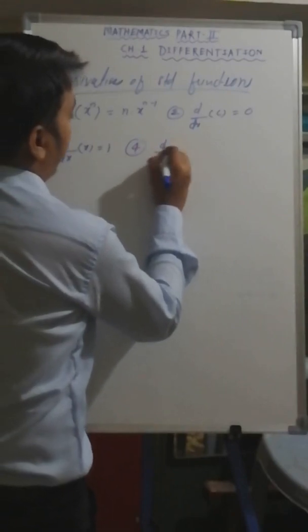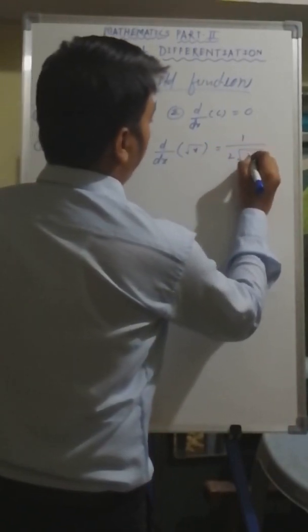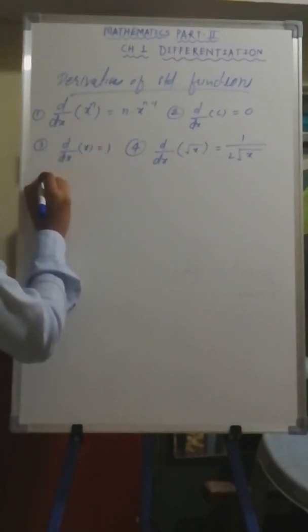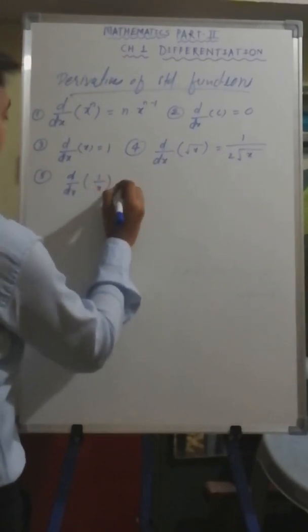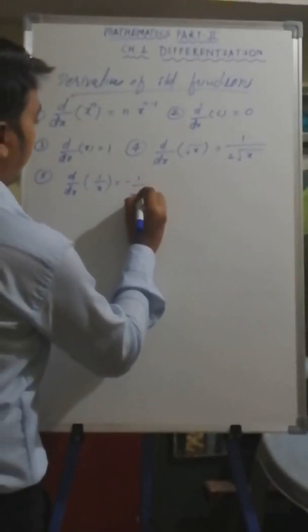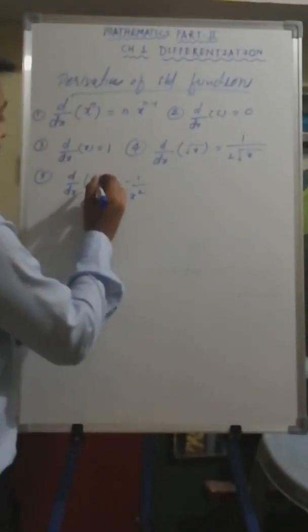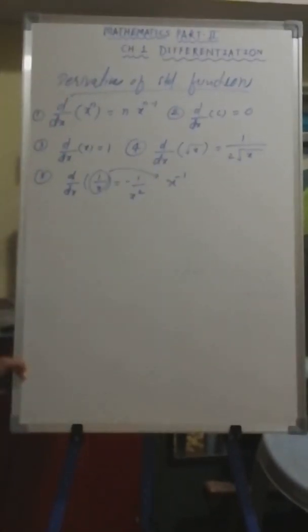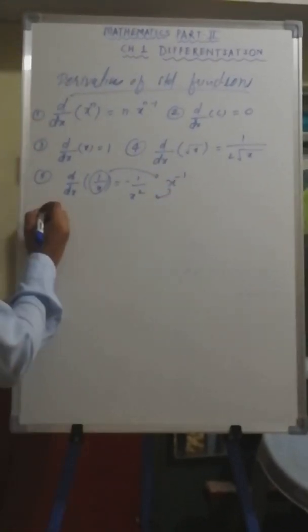Then dy dx of under root of x is equal to 1 upon 2 root x. Then by using the same formula, dy dx of 1 by x is equal to minus 1 upon x square, because this term is x to the power minus 1, and we get this value.